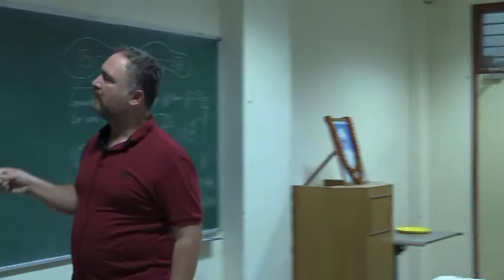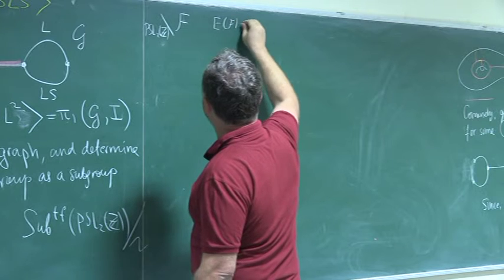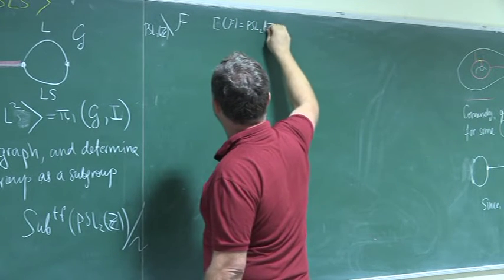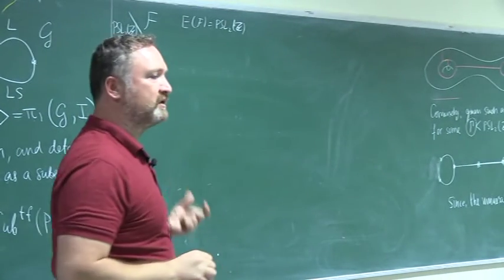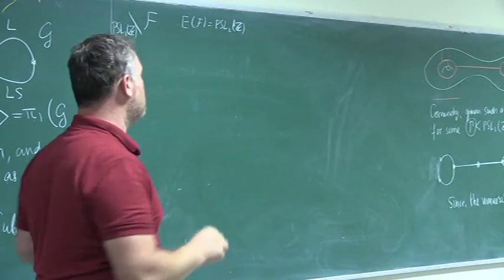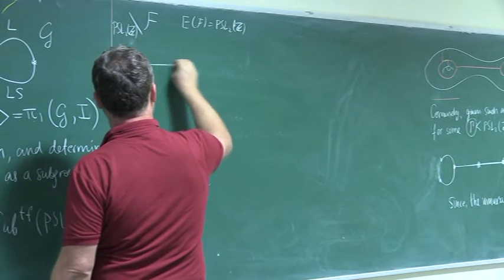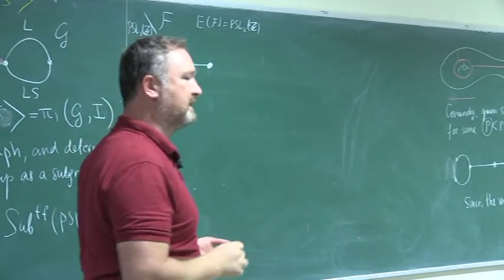I repeat. So EF is PSL2Z, so that this action is going to have just one orbit. And if I look at the quotient space, it will look like this. One point like this, one point like this, and this. Just a single stick.